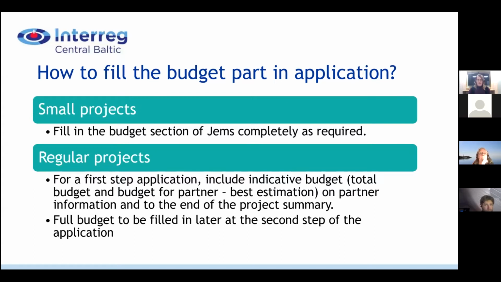And for regular projects, for the first step application, the program requires only the best estimation of the budget, and you should add this information to the summary section of the project application and state it there. And we advise to fill this in later and to make sure that there's coherence among all the sections. So check this as one of the last points before applying. And the full budget will be filled in later, at the second step of the application, if the project idea passes the strategic assessment phase.